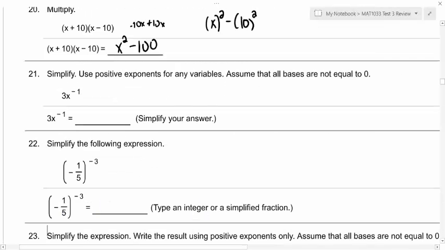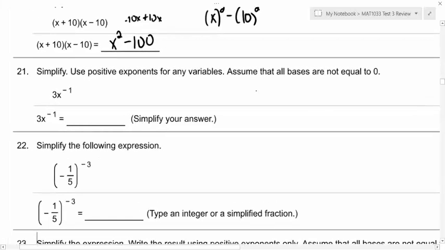You bring them down to the denominator. So if it's negative in the numerator, you bring it to the denominator. If it's a negative exponent in the denominator, you actually bring it to the numerator. So you get to switch the position. Just to make sure you understand where this comes from.